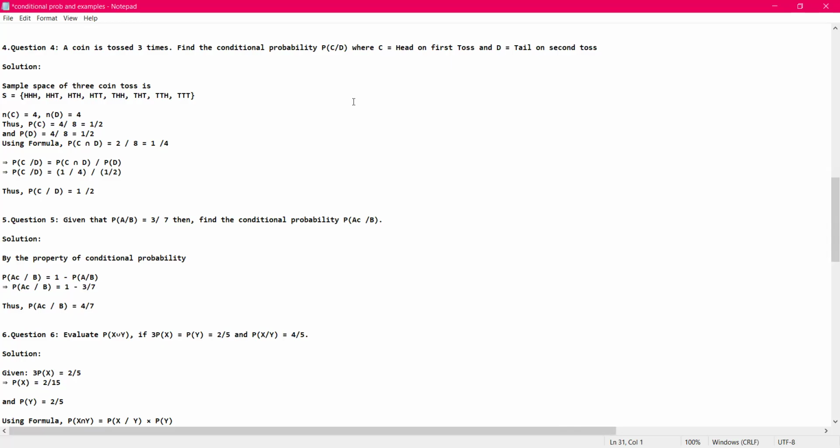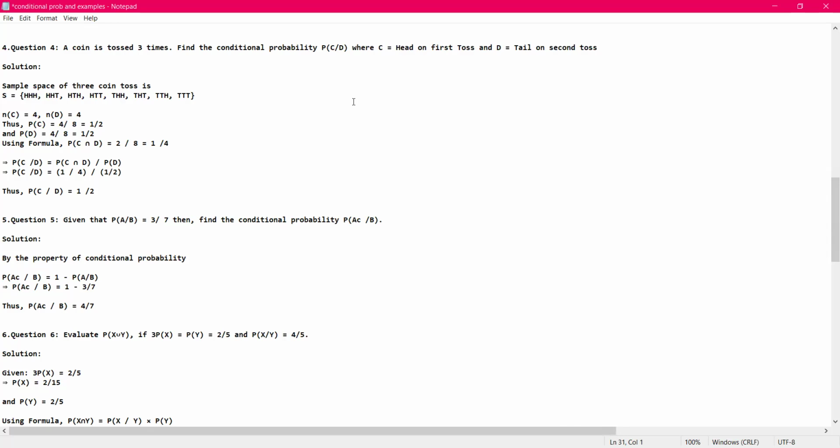Now I have to find the common part. So what are the common parts between C and D? It means P of C intersection D. So how many common elements are there? Heads on first toss and tails on second toss. Take the samples: head head tail, head tail, next one tail head, and so on. In the second position there should be a tail. So from those four, how many tails are there in the second position? There are 2. So a total of 2 common elements are there between head on first toss and tail on second toss. So that equals 2 by 8, that equals 1 by 4.